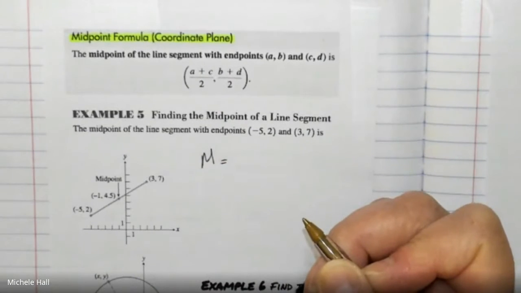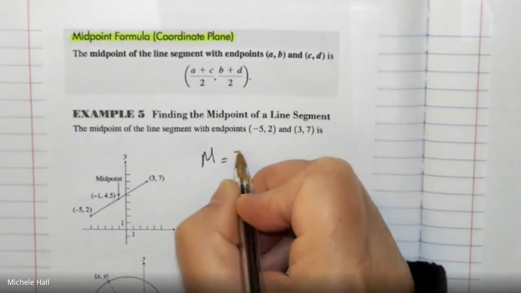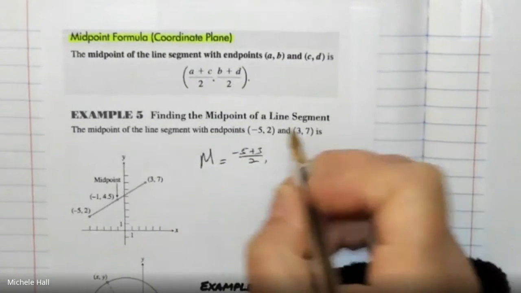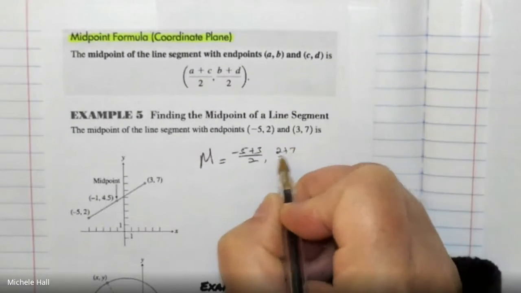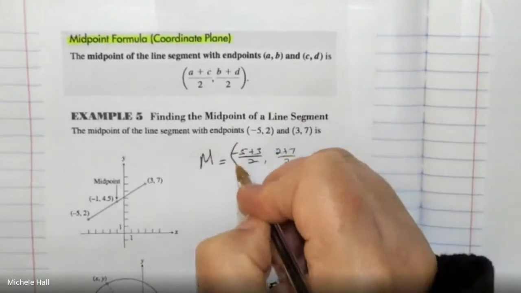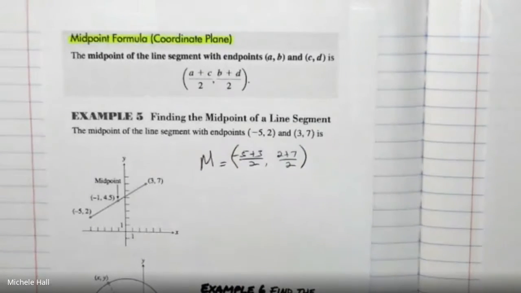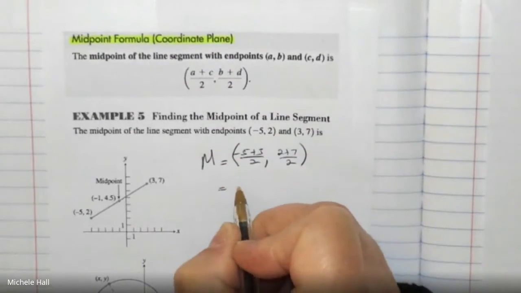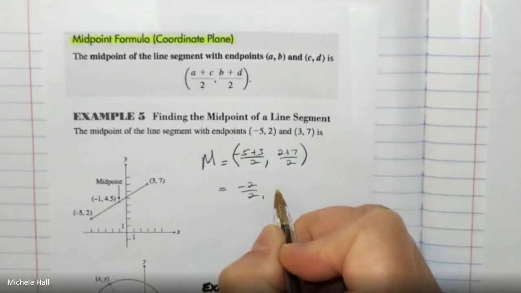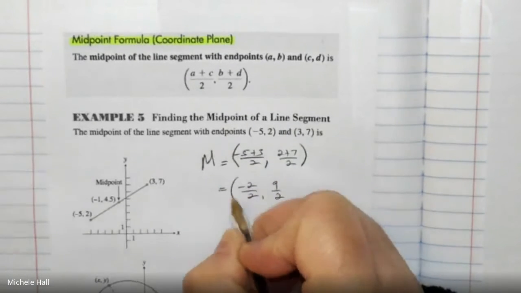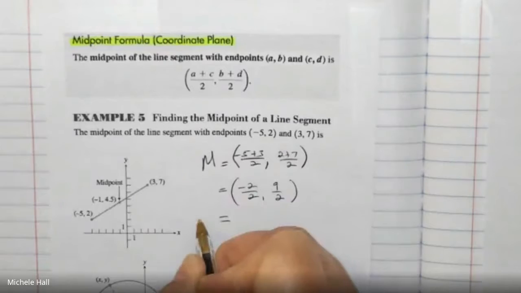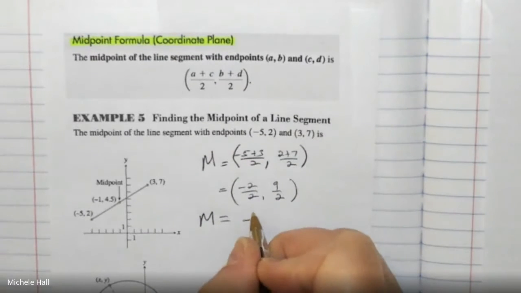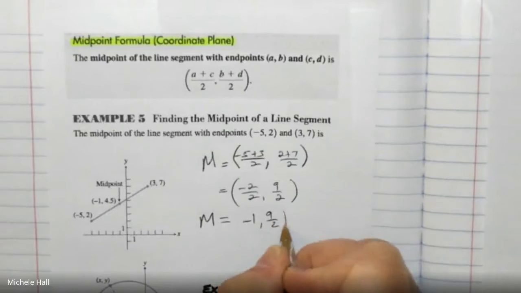Midpoint equals -5 plus 3 divided by 2, 2 plus 7 divided by 2. Now it looks like a coordinate. -2 divided by 2, 9 divided by 2. Our final answer for the midpoint of this line is going to be -1, 9/2.